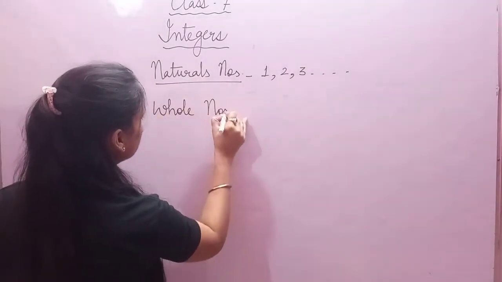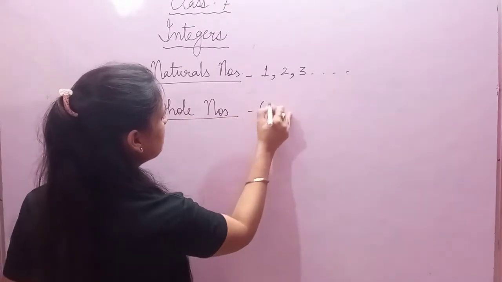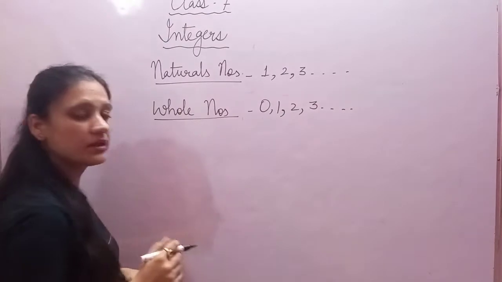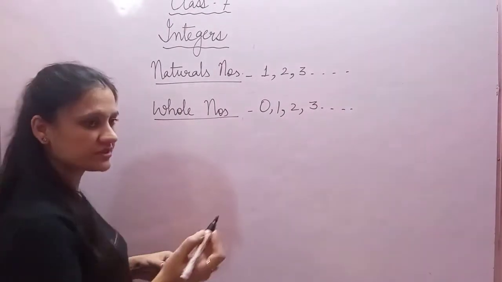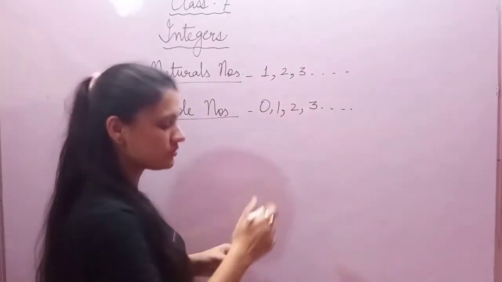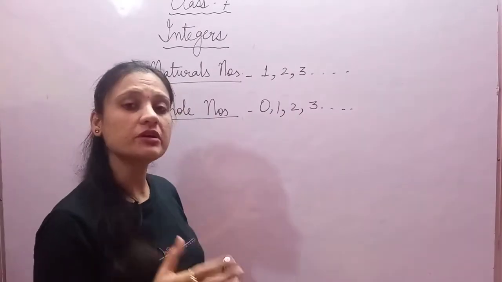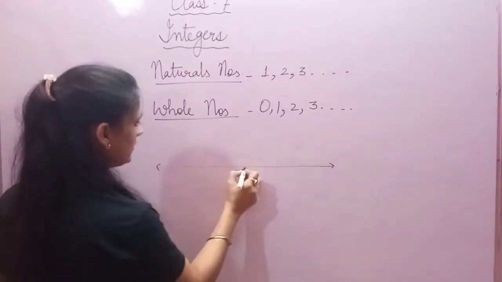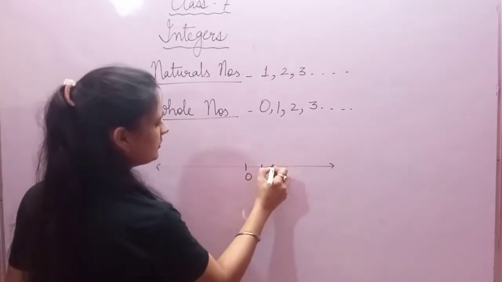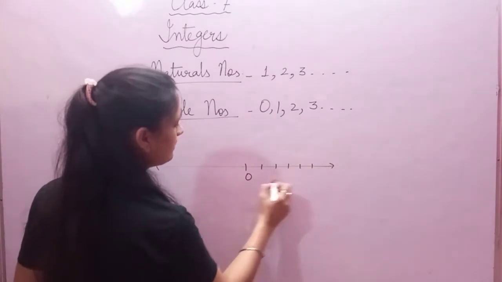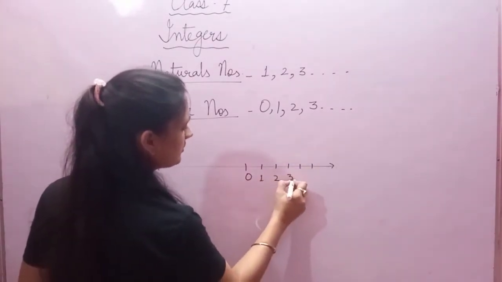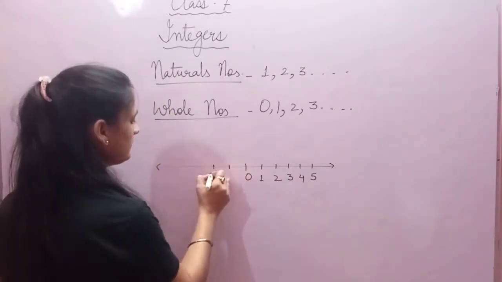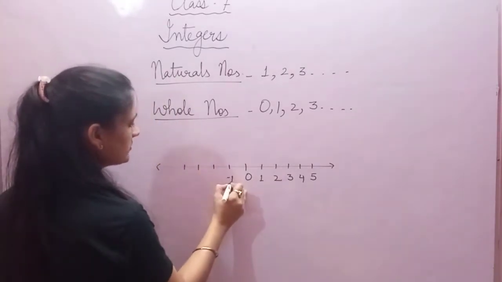Then whole numbers. Whole numbers start from 0. Then you must be knowing about positive numbers. We call them positive numbers also. Now have you heard about the numbers on a number line? Have you seen this number line? 1, 2, 3, 4, 5. This side, all positive numbers, right? And this side, all negative numbers.